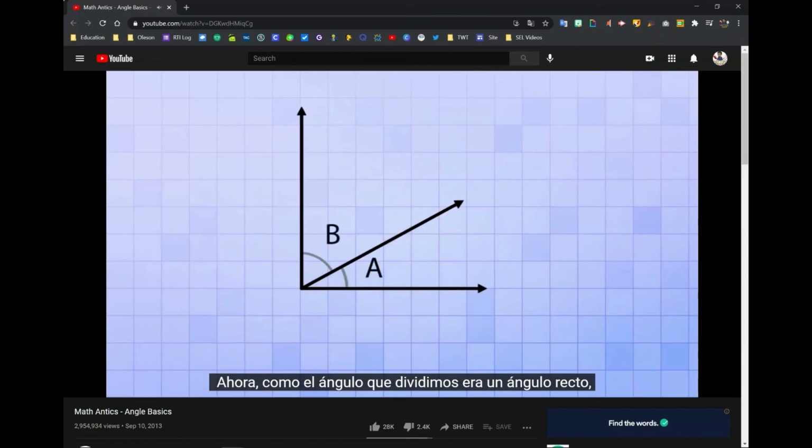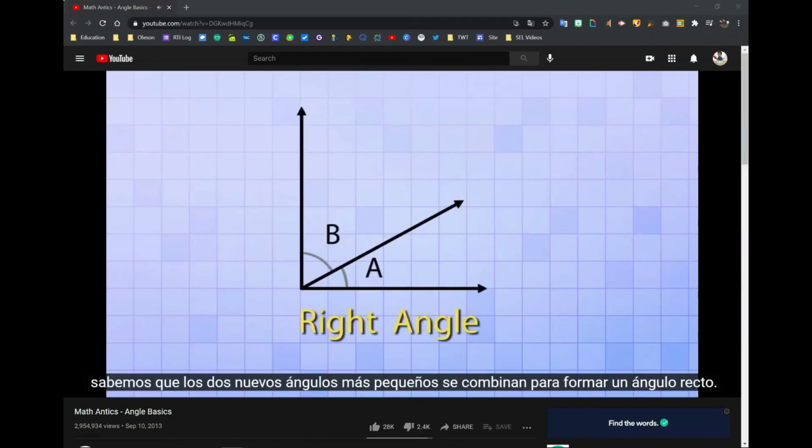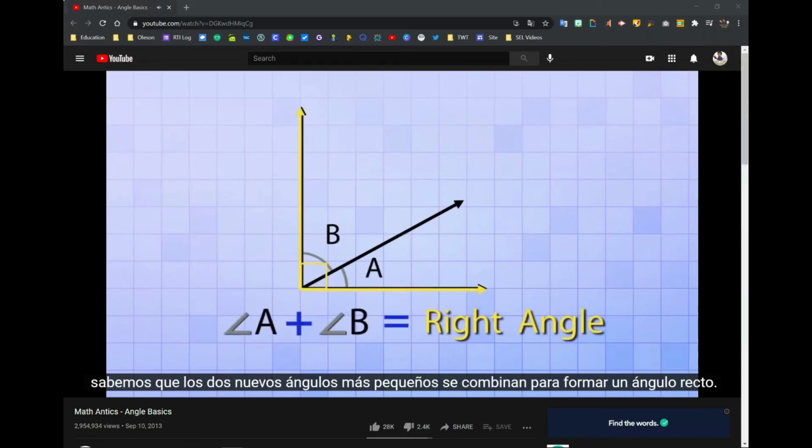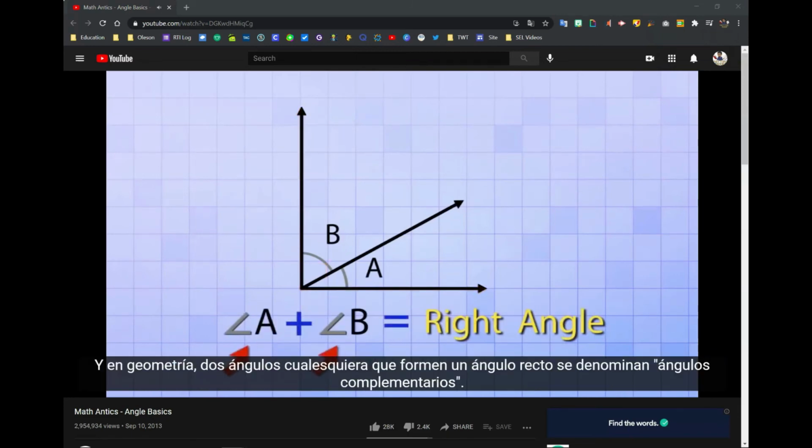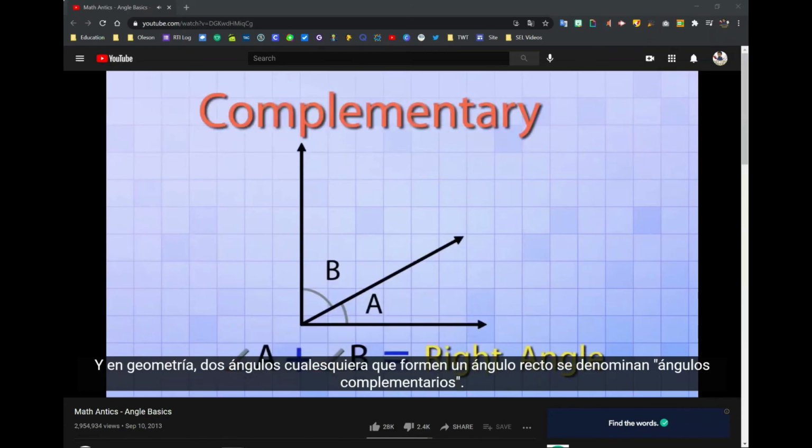Now, because the angle that we divided up was a right angle, we know that the two smaller angles combine to form a right angle. And in geometry, any two angles that combine to form a right angle are called complementary angles.